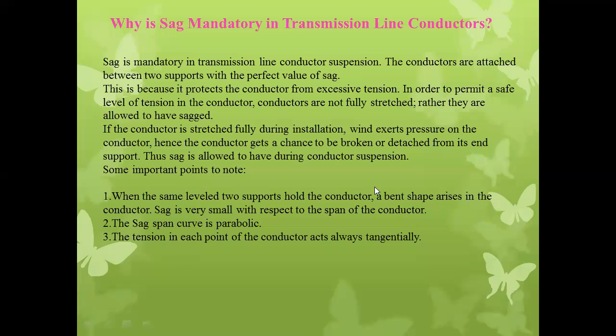Good answer. So sag is mandatory in transmission line conductor suspension. The conductors are attached between two supports, as we know. So in that case, we have to provide the perfect value of sag. This is because it will protect the conductor from excessive tension. You said to avoid the breaking of conductors, which is caused due to excessive tension. So in order to provide a safe level of tension in the conductor, we have to provide the sag.